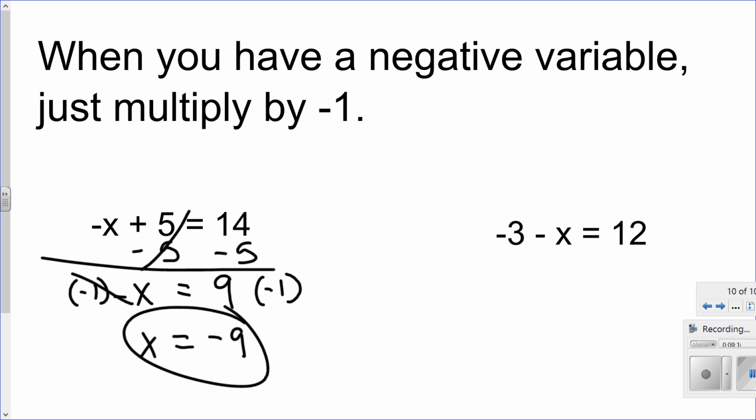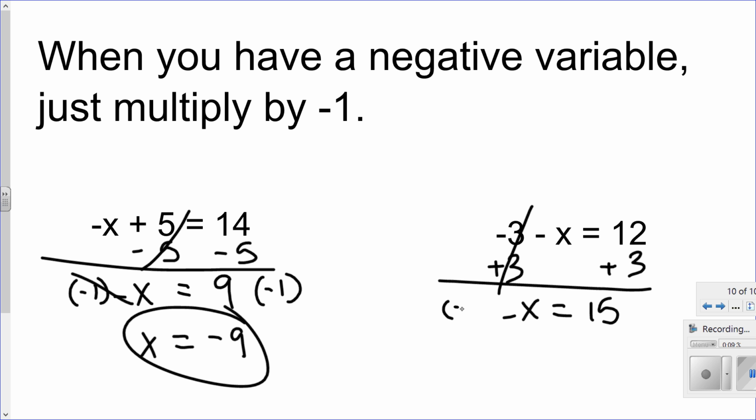Try the right-hand side one on your own. First thing you should have done is add 3 to both sides. I get negative x equals 12 plus 3, which is 15. Then I'm going to multiply both sides by -1. I get x equals -15.